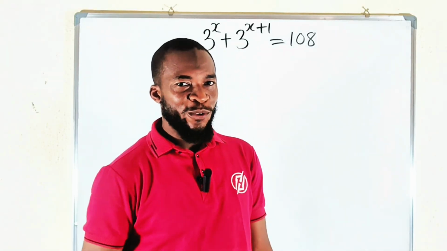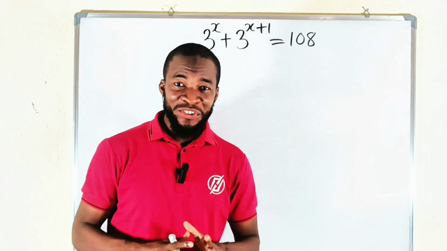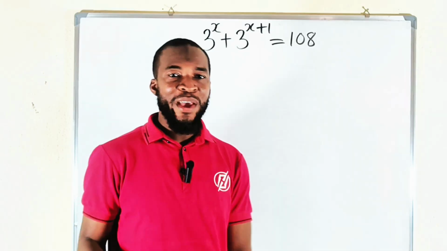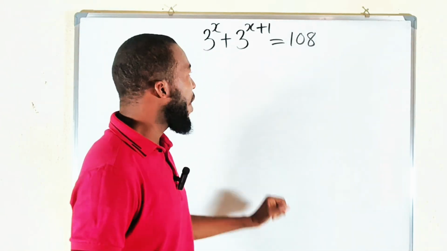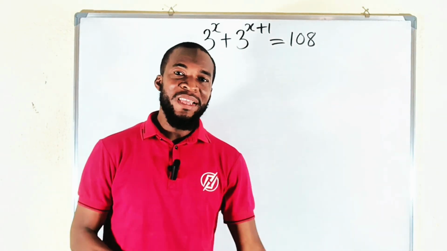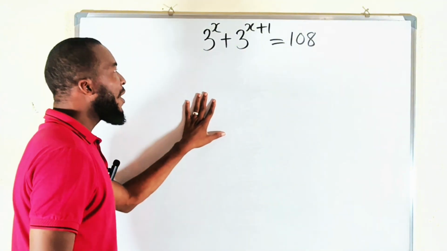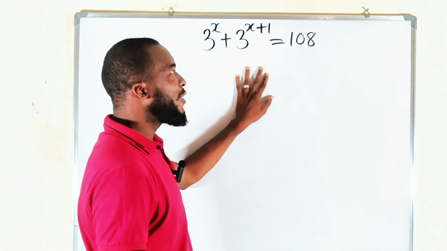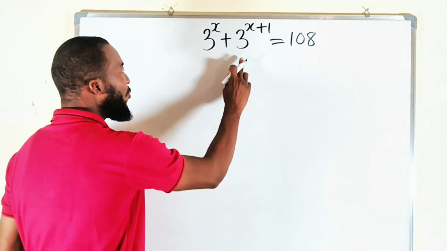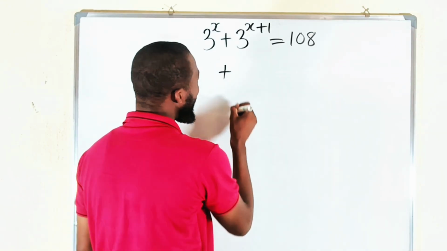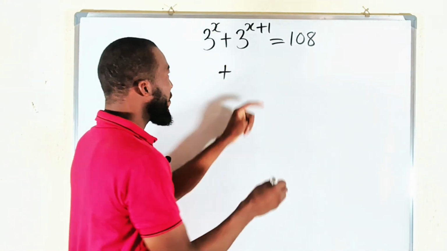Let us provide a solution to this very simple exponential equation: 3 to the power of x plus 3 to the power of x plus 1 equal to 108. Let's get started. 3 to the power of x plus 3 to the power of x plus 1 equal to 108. You should know that according to one of the laws of indices, we can split this into what?